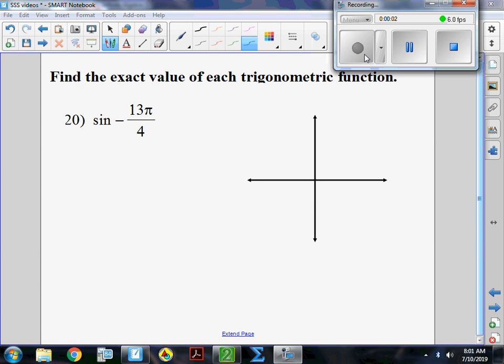Number 20 is the sine of negative 13 pi over 4. So if I go in a negative direction, this would be negative pi, which is negative 4 pi over 4. Negative 2 pi, which is negative 8 pi over 4. Negative 3 pi, which would be negative 12 pi over 4.